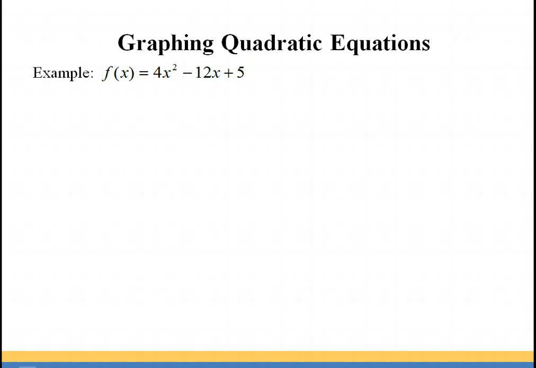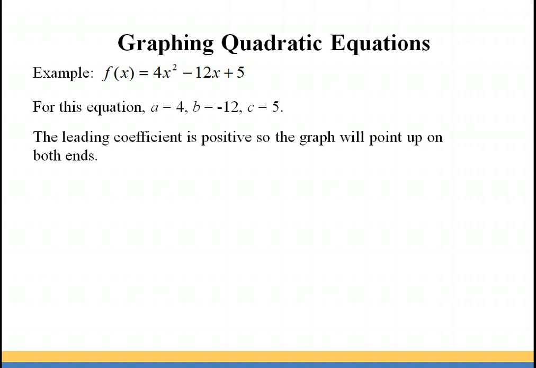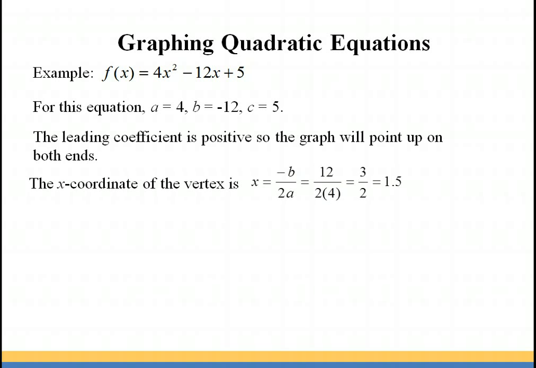Let's look at this example. We have 4x squared minus 12x plus 5. We know that this is a quadratic function because it fits the model ax squared plus bx plus c, where a is 4, b is negative 12, and c is 5. Since the leading coefficient is positive, the graph will open up on both ends.